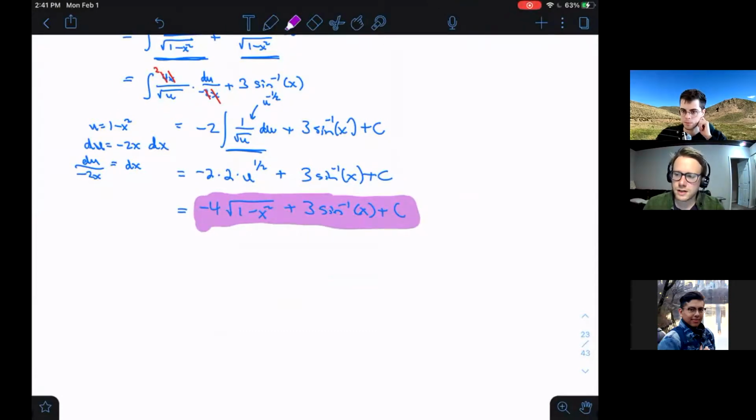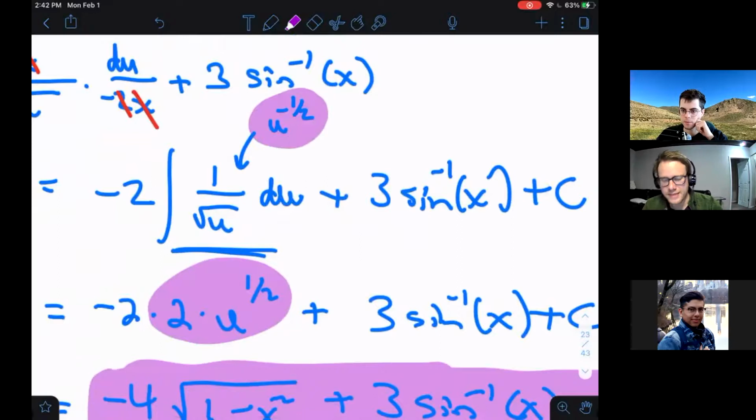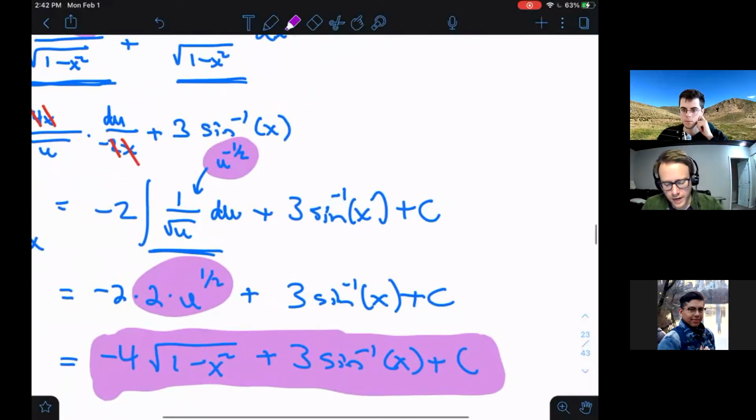So maybe first, Luis, Q&A, what's going on? So regarding this problem, where did the 2 come from after getting the power of 1/2? Yeah, so this bit right here. It comes from, remember, I was taking the antiderivative of u to the negative 1/2. So I was applying the power rule for antiderivatives.